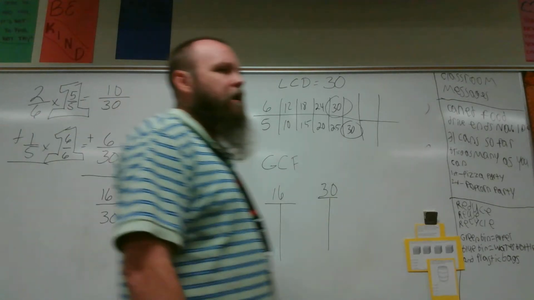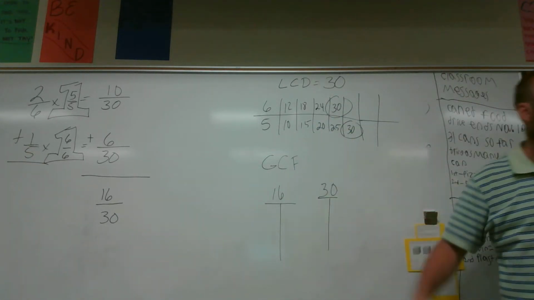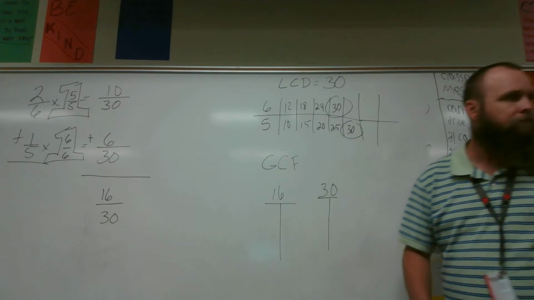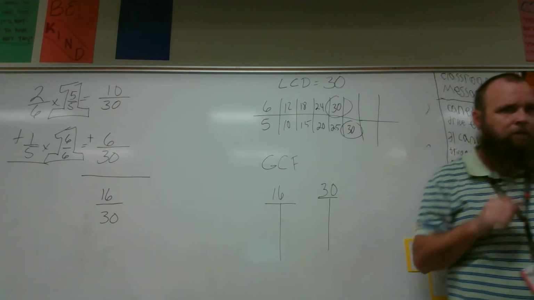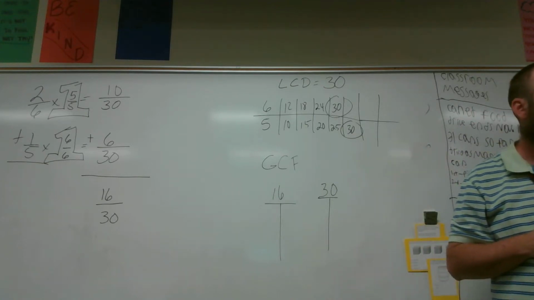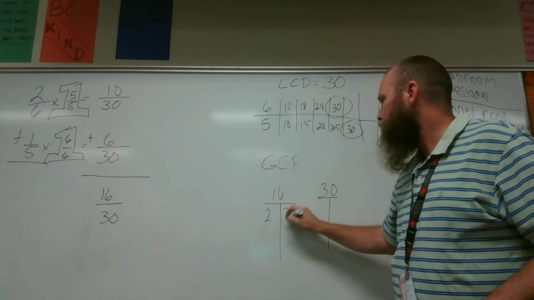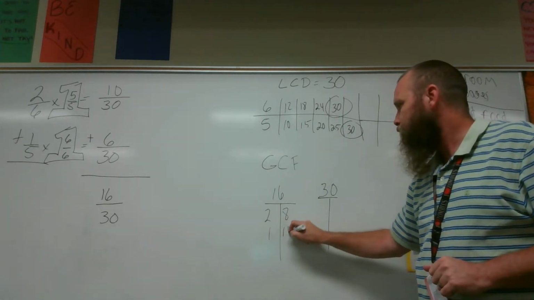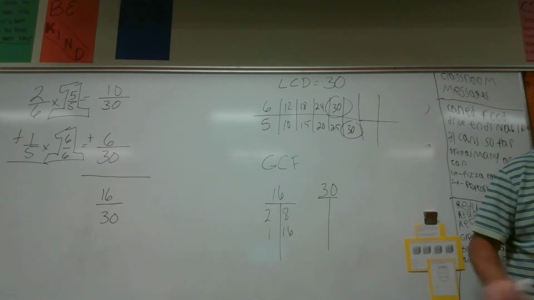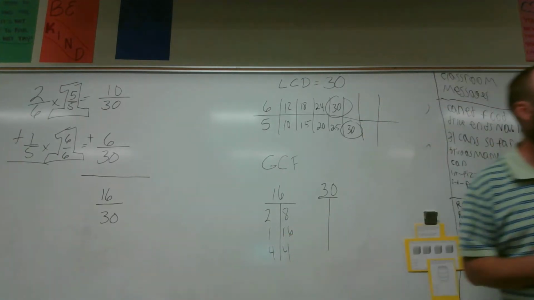So Justin, you had a question earlier. Let me ask you a question. Justin, what are the factors of 16? 32. Nope, those are multiples. 8 and 2. Good. 2 times 8. 1 and 16. 4 and 4. What else?